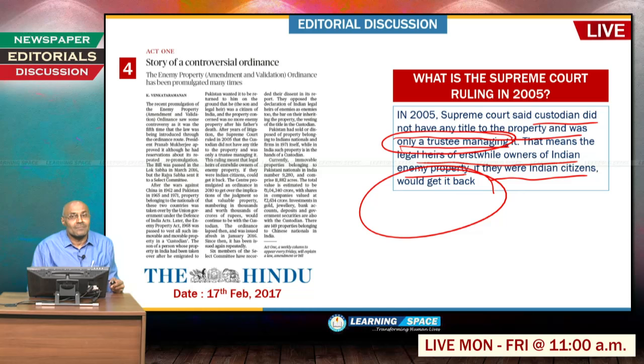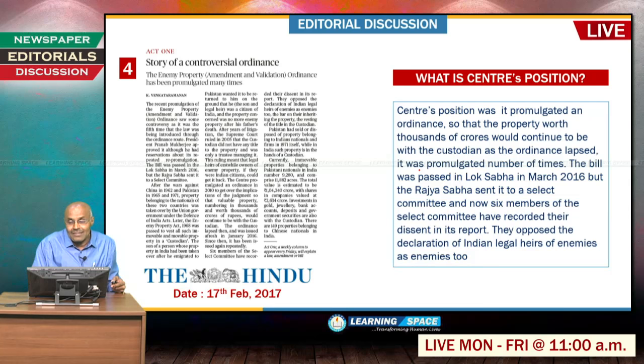Subsequent to the Supreme Court judgment, there were some claimants from Pakistani land, and now the government came up with ordinances to modify that. So, the center's position was it promulgated an ordinance so that the property worth thousands of crores would continue to be with the custodian, and as the ordinance lapsed, it promulgated it a number of times. The bill was passed in Lok Sabha and Rajya Sabha sent it to select committee, and this is the present position.